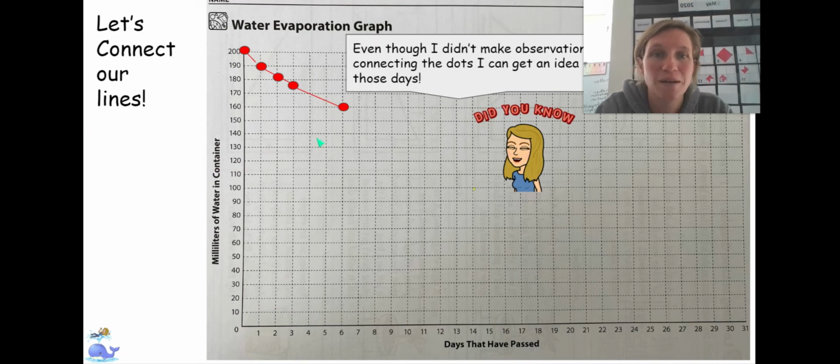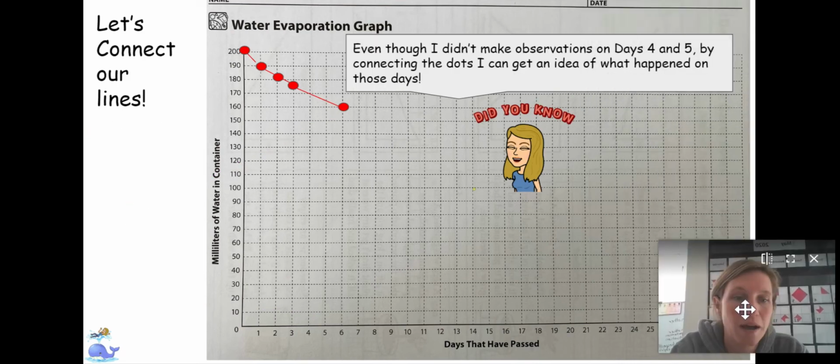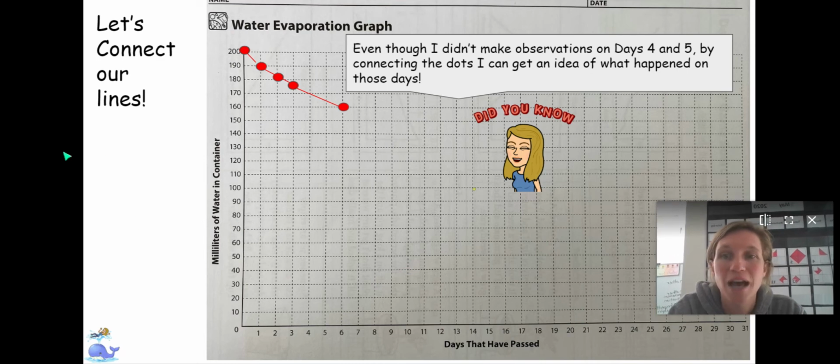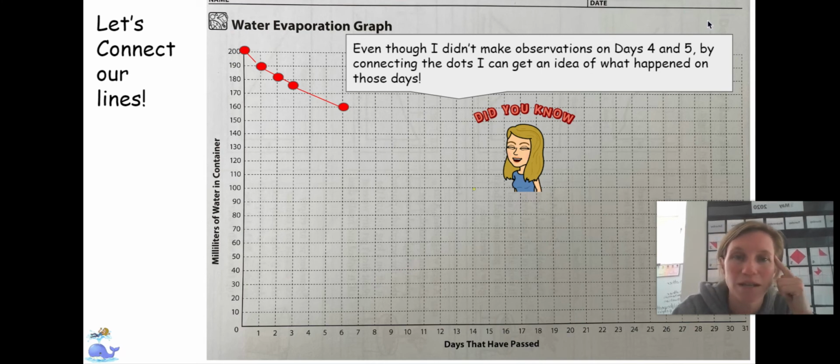This is the most fun. It's time to connect my data. So what I did, and what you can do at home, is I drew my lines, sort of like playing connect the dots, through my 5 data points. And it's so funny, I noticed something. Even though I didn't make observations on days 4 and 5, connecting the dots, I can get an idea of what happened on those days.